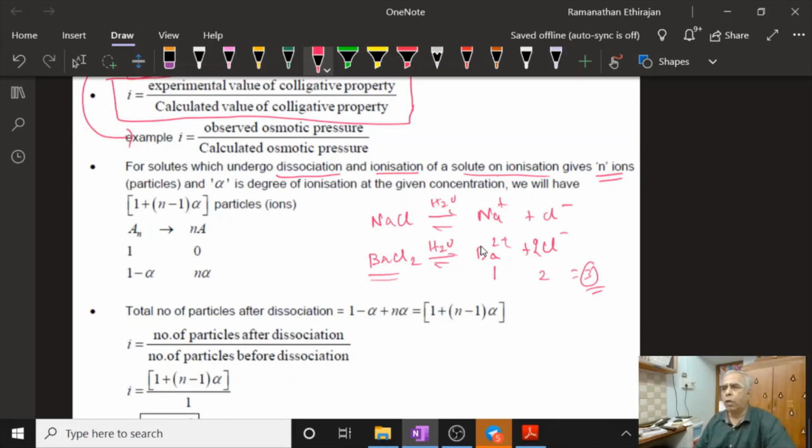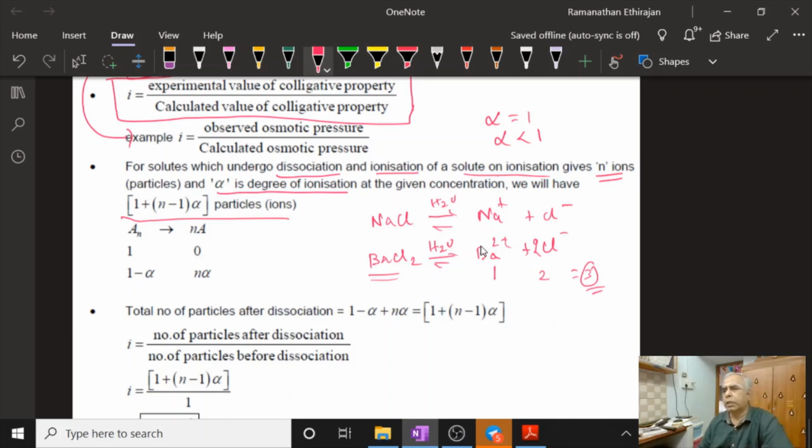So alpha is the degree of ionization, because everything is accounted for here. Alpha is responsible for ionization. Alpha is equal to 1 in the case of a strong electrolyte, but less than 1 in the case of a weak electrolyte. So degree of dissociation, or degree of ionization, means the number of ions produced divided by the total number of ions. It indicates to what extent the ionization can take place. Are you able to understand? Right. Now, 1 plus (n minus 1) alpha particles, that is taken into account.